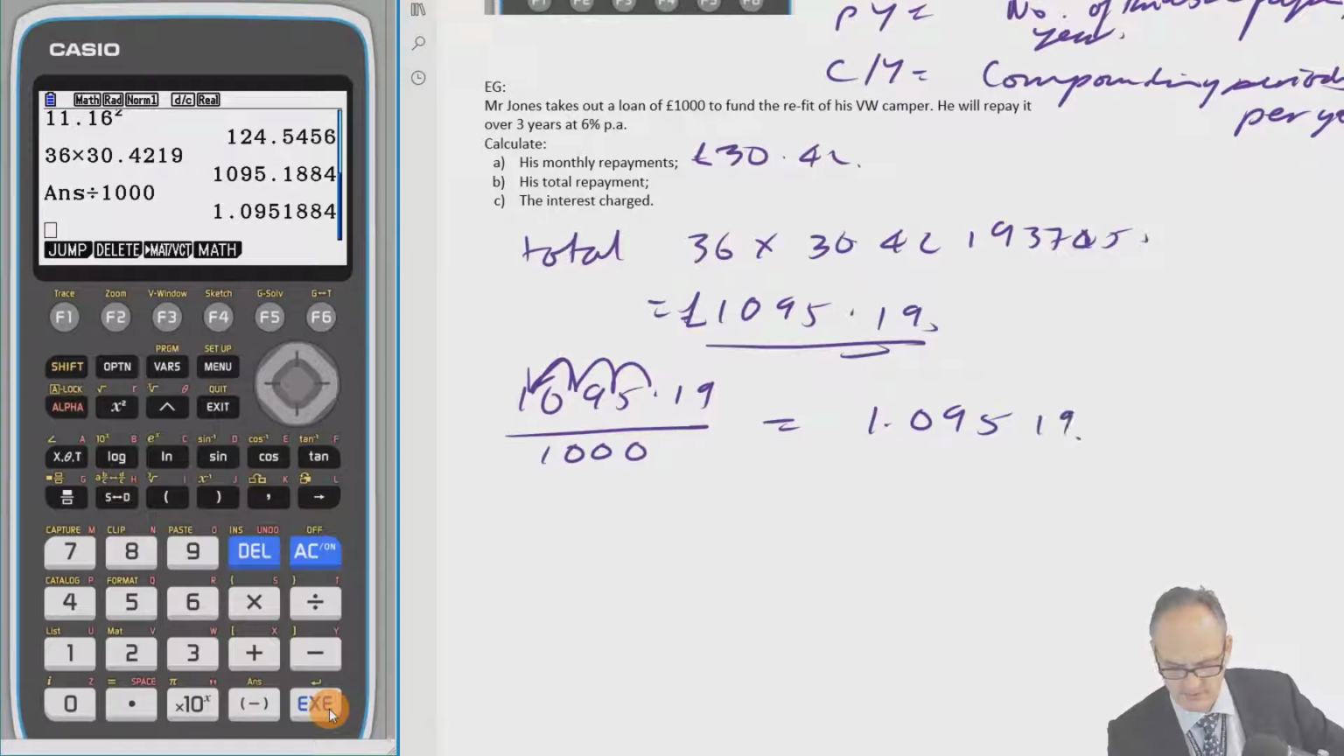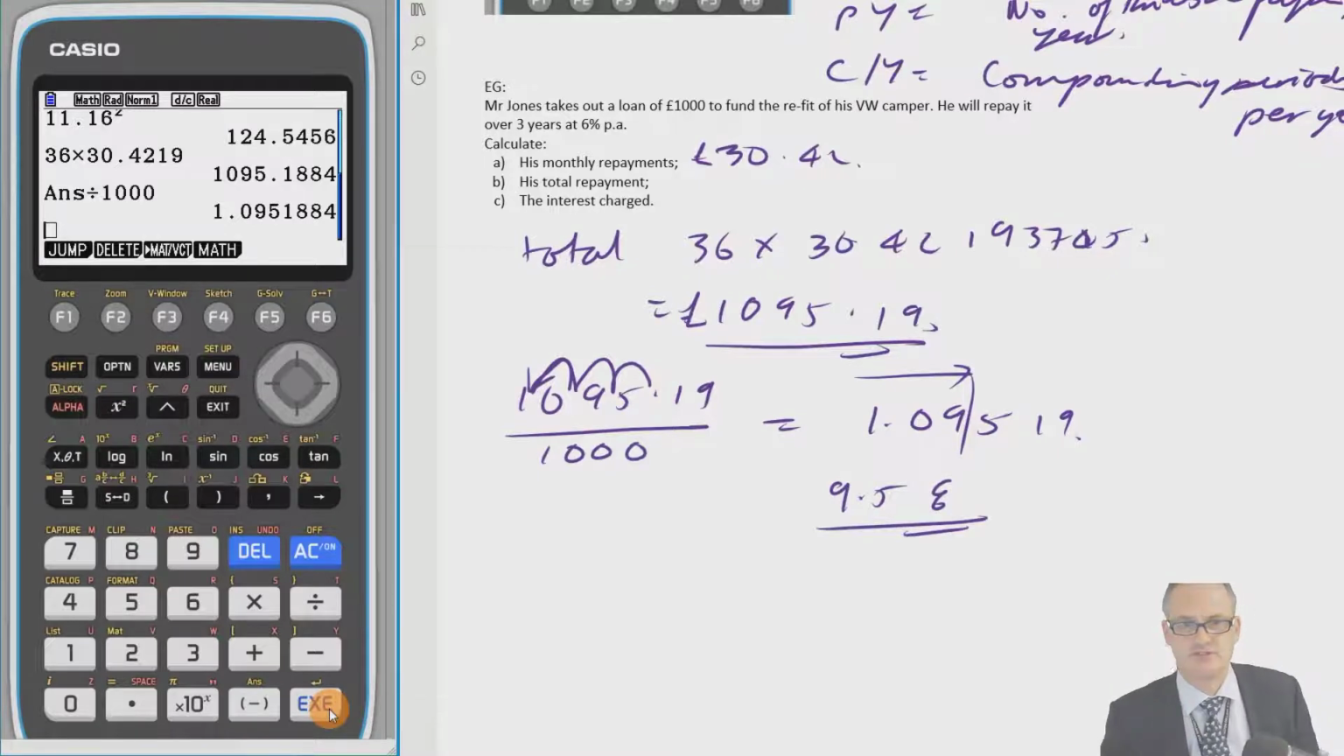1.0951 9. So here is where, if you think about it, one is a whole. We've got 0.095 of 100, so it's going to be 9.5% is going to be the total interest charged over the time. So notice when you're compounding the interest over time, you end up paying more interest. Okay, so that's how to do that amortization to find out the monthly repayments.